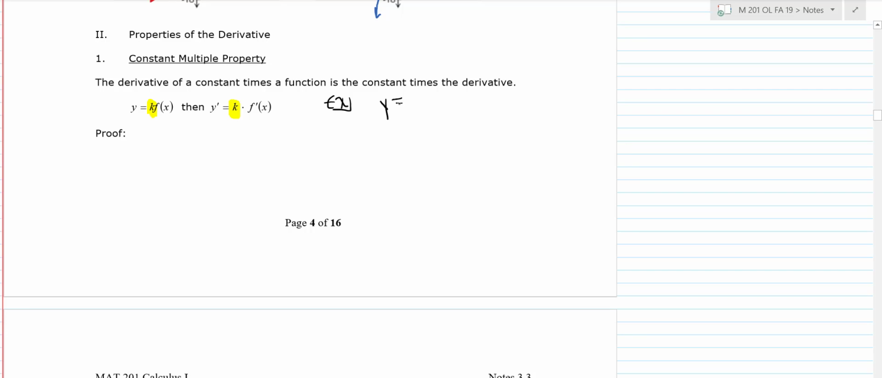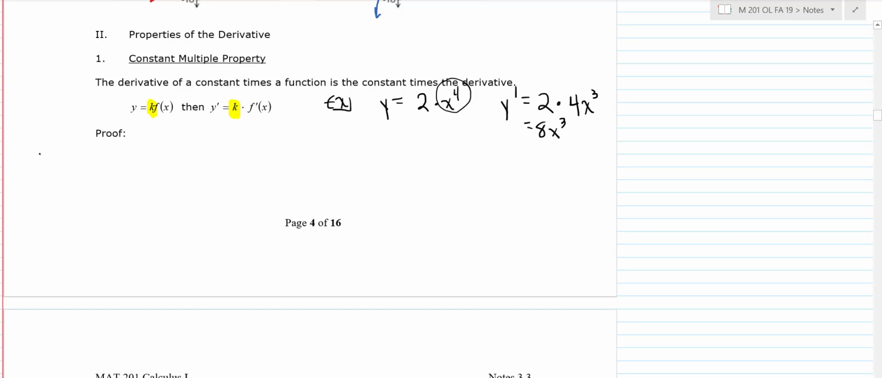Say that you have y equals 2 times x to the 4th. The way you would do the derivative is you would just write down the 2, don't do anything with it, and then multiply by the derivative of x to the 4th, which we know is 4x to the 3rd. So you would get 8x to the 3rd power. That's what that property is saying. A constant multiplied by a function: don't differentiate the constant, just write it down, and then multiply by the derivative of the function.